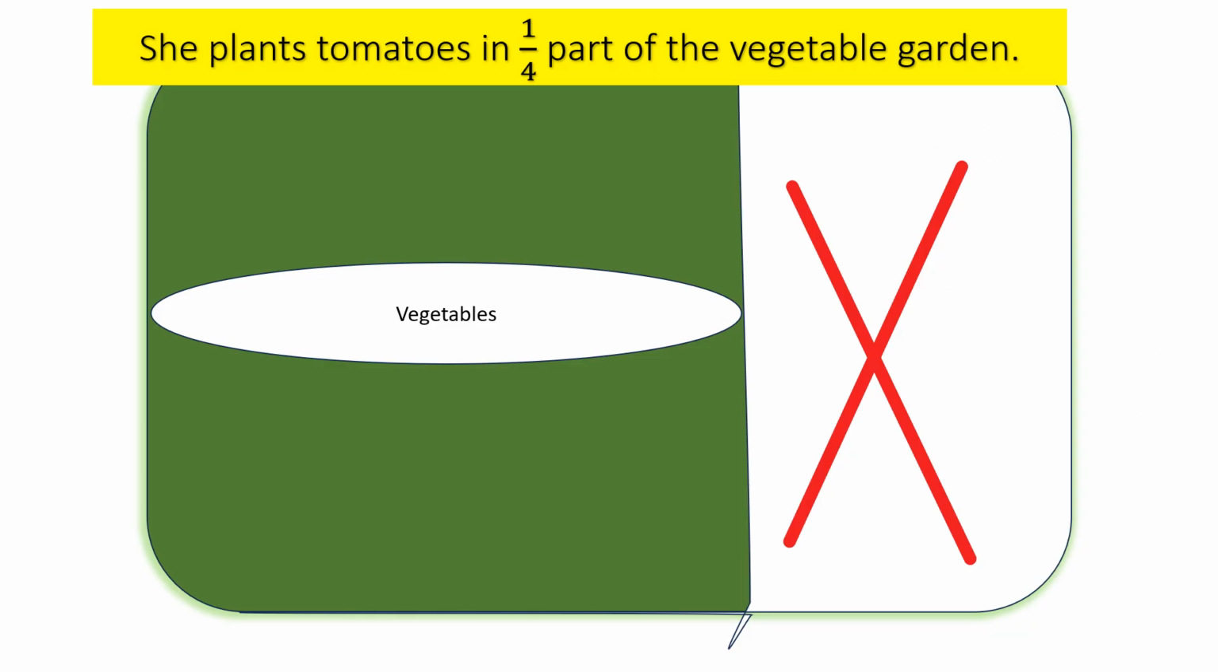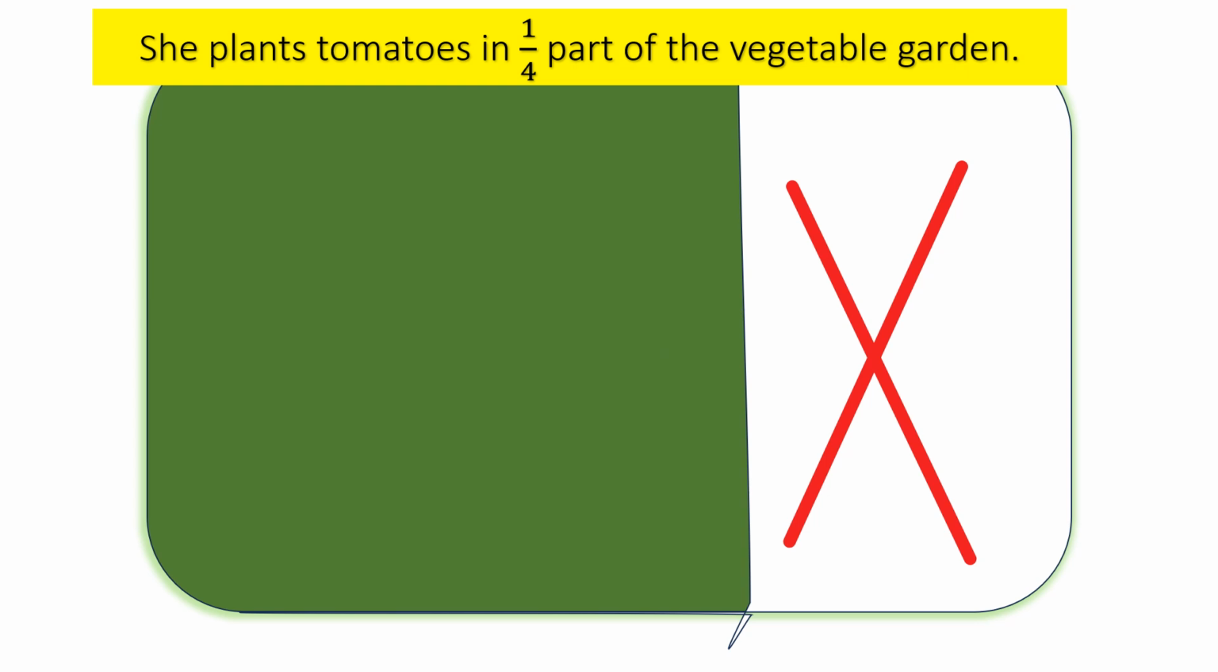So this was our vegetable garden. The entire garden is not the vegetable garden. Only the 2/3 part is vegetable garden. And out of this vegetable garden, 1/4 part. So let us divide the vegetable garden into 4 equal parts. And out of the 4 parts, only 1 part is used to grow tomatoes.